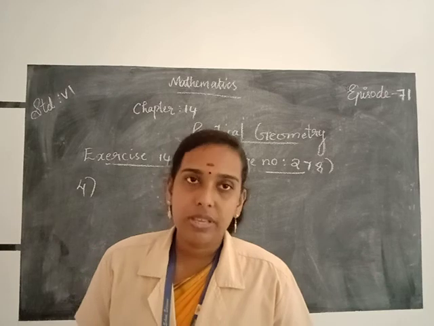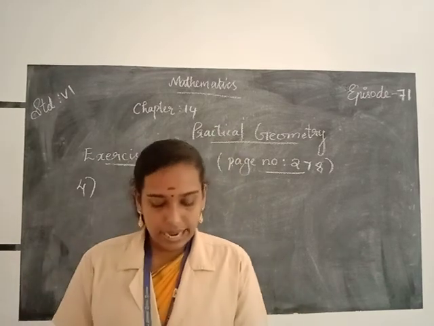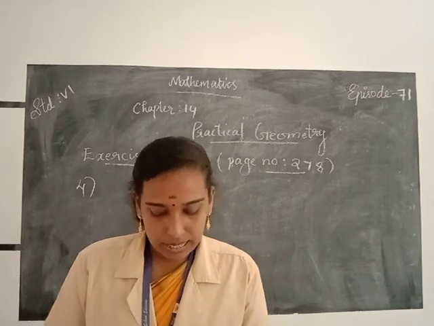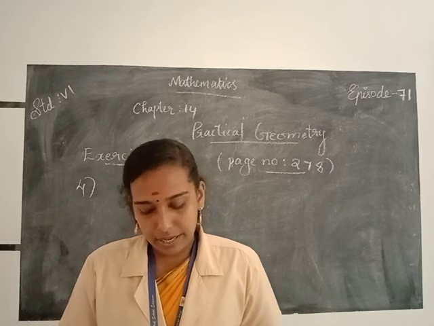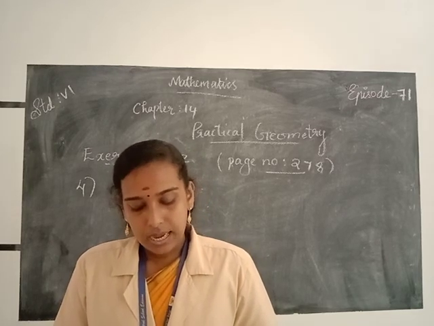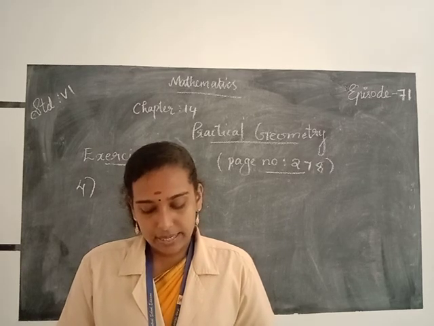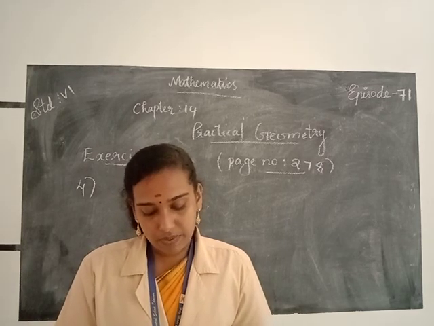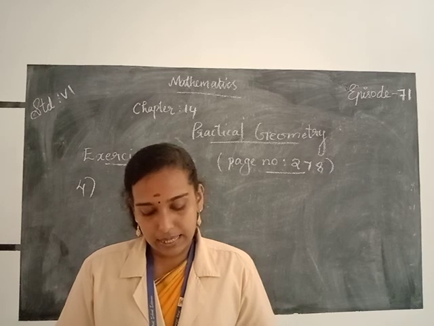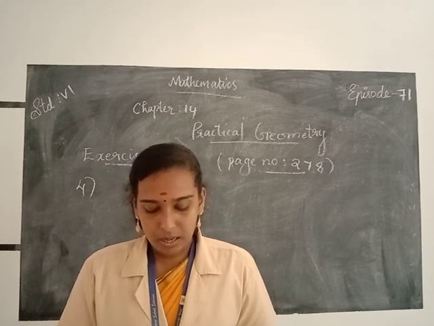And question number 5 is your homework. Given line segment AB of length 7.3 cm and line segment CD of length 3.4 cm, construct a line segment XY such that the length of XY is equal to the difference between the length of line segment AB and line segment CD, and verify by measurement.